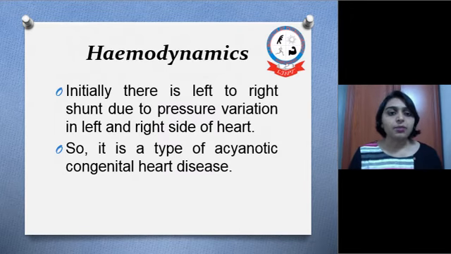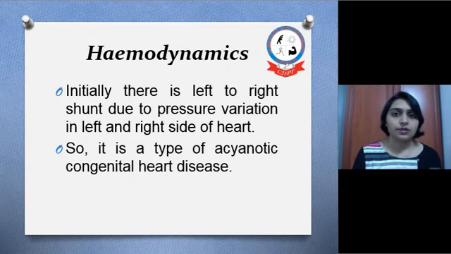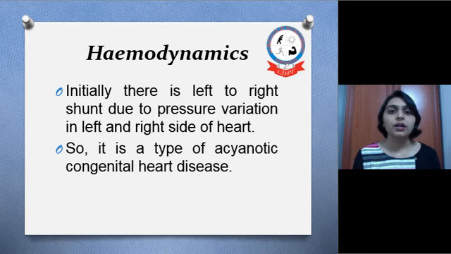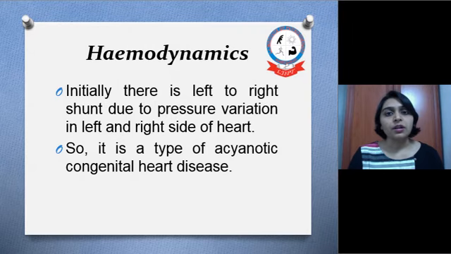Let's understand the hemodynamics of VSD. Initially, there is a left to right shunt, as we have discussed, that is blood shifts from the left ventricle to the right ventricle. This is due to the pressure variation between the left and right side of the heart. So this is a type of acyanotic congenital heart disease also.